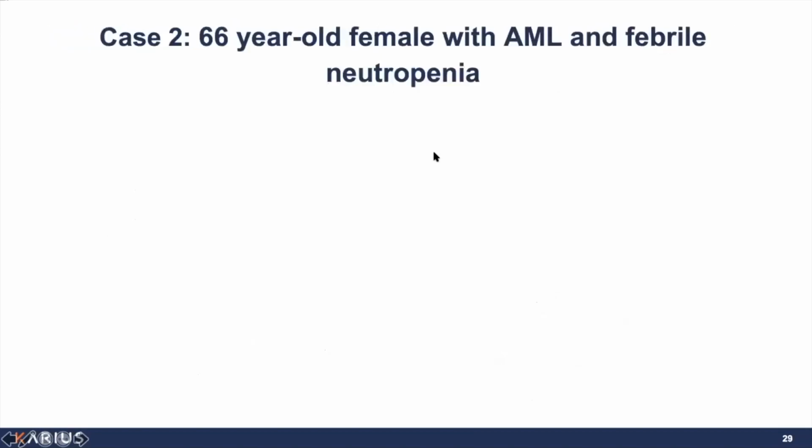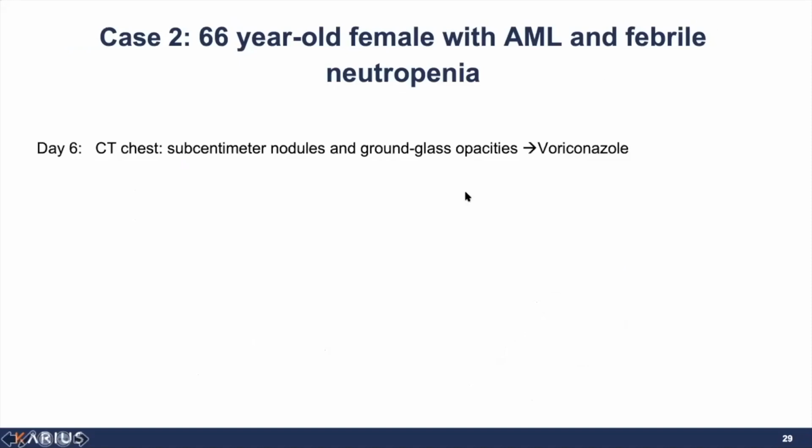So to finalize a little bit, I would like to illustrate one case in which the Karius test within the study would have been particularly useful. This was a 66-year-old female with AML and febrile neutropenia. Now, on day 6, she was found to have on the CT chest multiple sub-centimeter nodules and ground-glass opacities, and the suspicion for fungal pneumonia prompted initiation of voriconazole.